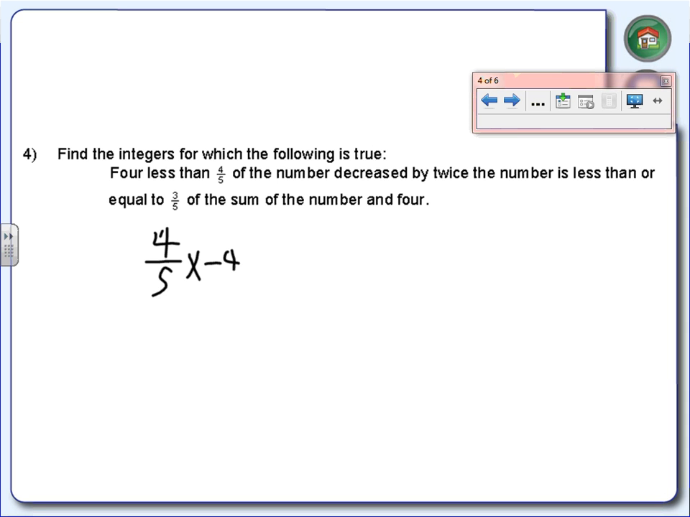Now stop right there. 4/5 x minus 4. Where did you get that from? Underline that part of the statement for me. Okay, 4 less than 4/5 of a number, right? So make sure you underline that, of a number. Now we're going to decrease that by twice the number. So grab a different color so we can see the difference. All right, so decrease by twice the number.